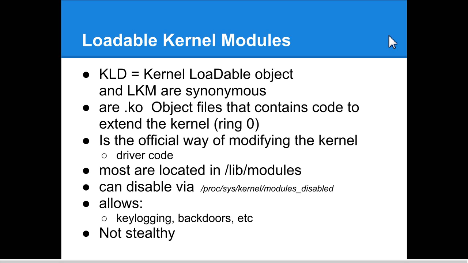So loadable kernel modules in BSD are called kernel loadable objects. This entire talk is from the book Designing BSD Rootkits, so I've tried to make sure it all applies to Linux in theory. Loadable kernel modules are all .ko files, object files that contain code to extend the kernel, and these will operate at ring zero when they're loaded. It is also the official sanctioned way of modifying the kernel with driver code. Almost all of them are located in /lib/modules.